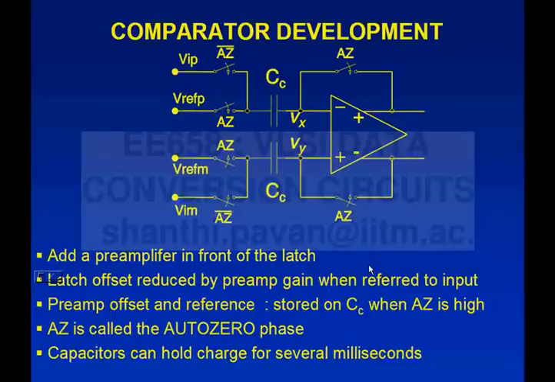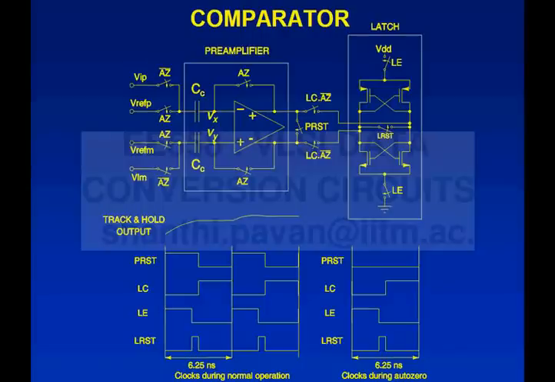And this is the preamp. Again, you know this stuff. So these are the two references. These are the two inputs. So during the special phase called the auto-zero phase, disconnect the preamp from the latch, you put this in auto-zero. These capacitors CC store not only the references, they also store the offsets. A little bit of calculation based on the leakage currents of these switches will show that you can hold this charge for several milliseconds.